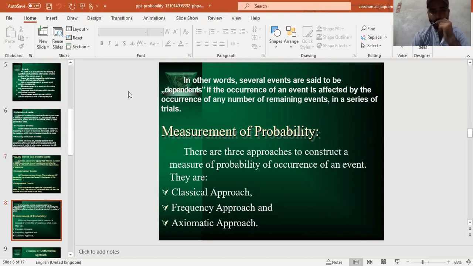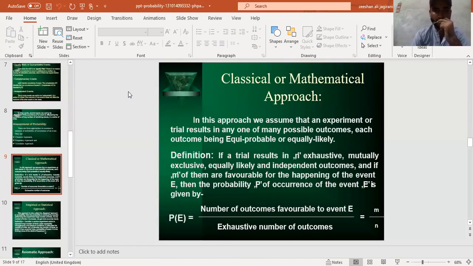Measurement of probability. There are three approaches to construct a measure of probability of occurrence of an event. Number one, classical approach; number two, empirical approach; and number three, axiomatic approach. Classical or mathematical approach. In this approach, we assume that the experiment or trial results in any one of many possible outcomes, each outcome being equiprobable or equally likely. Definition: if a trial results in exhaustive, mutually exclusive, equally likely and independent outcomes, and m of them are favorable for the happening of the event E, then the probability P of occurrence of E is given by the number of outcomes favorable to the event divided by the exhaustive number of outcomes, that is m divided by n.